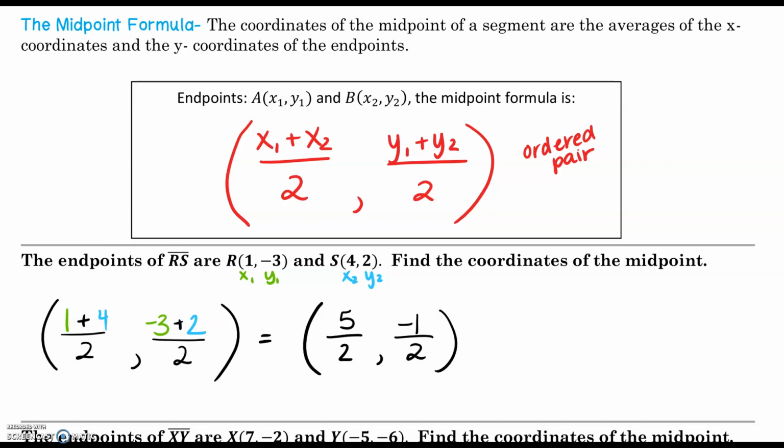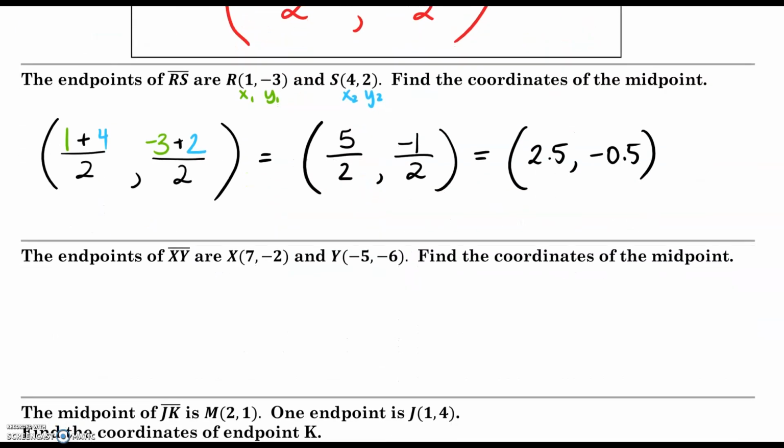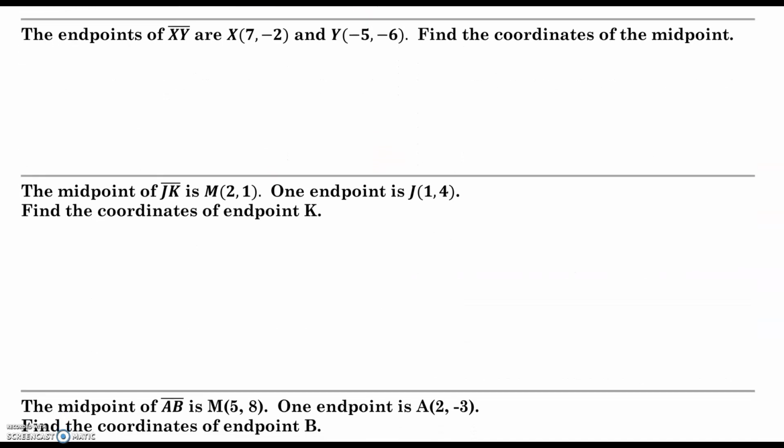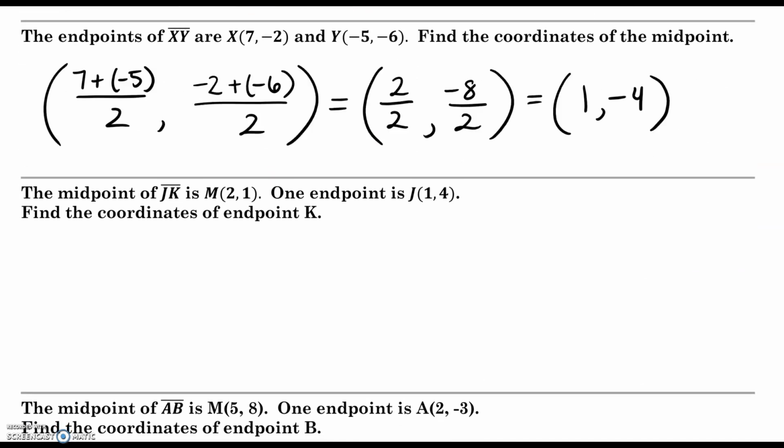divided by 2. We can't divide 5 by 2 evenly or -1 by 2 evenly, so we're just going to leave our answer as a fraction. You could also write your answer as a decimal. So 5 divided by 2 is 2.5, and then -1 divided by 2 is -0.5. So you can either leave your answer as a fraction or a decimal. Pause the video and try the second example on your own. So for the second example, you should have gotten 1, -4.